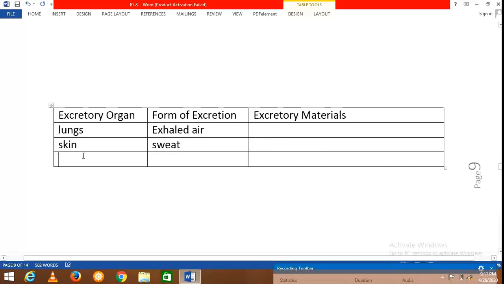Then the main excretory organ, that is the kidney. The form of excretion is urine, and the excretory materials are urea, water and salts. There are different types of salts. So the kidney is the organ in which nitrogenous excretion of the human body mainly takes place.